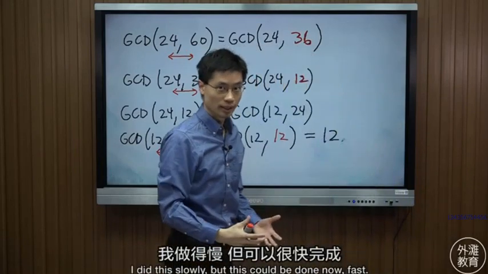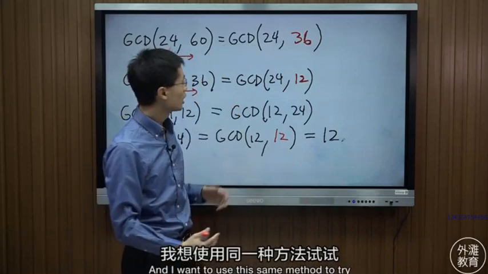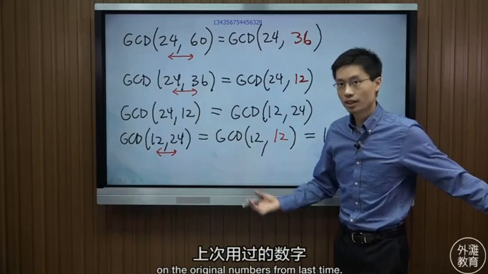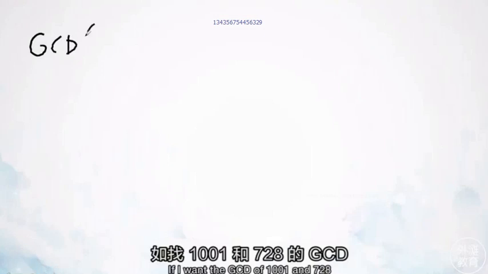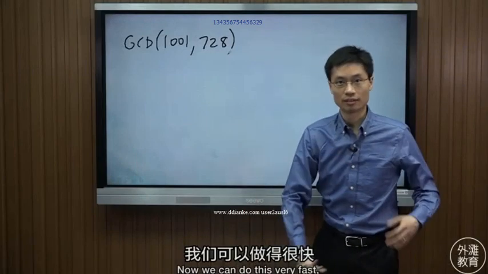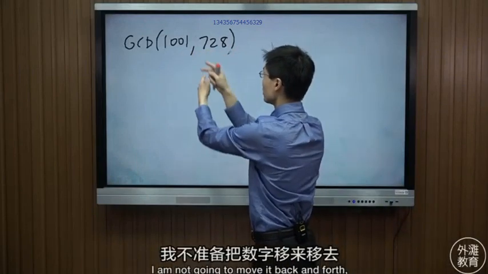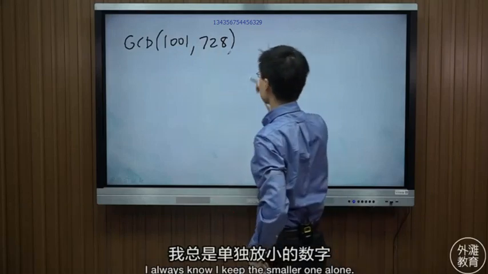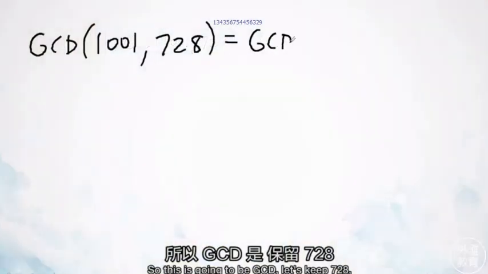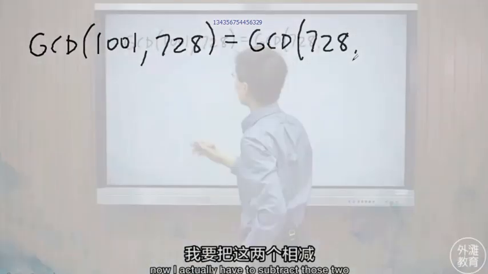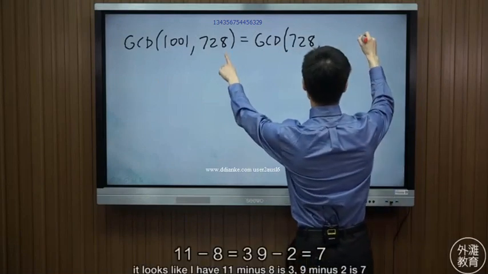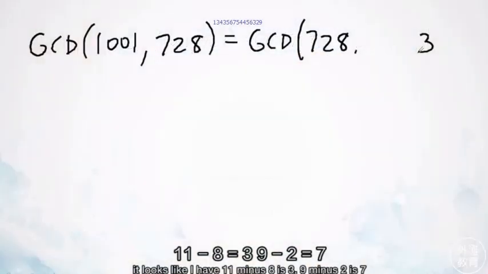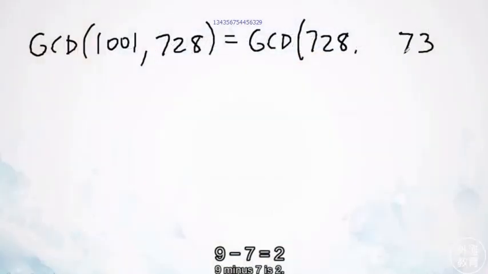I did this very slowly, but this can be done now fast, and I want to use this same method to try on the original numbers from last time. If I want the GCD of 1001 and 728, now we can do this very fast. I'm not even going to move them back and forth. I always know I keep the smaller one alone. So this is going to be GCD. Let's keep 728 here. Now I actually need to subtract those two. And if I subtract those two, it looks like I have 11 minus 8 is 3, 9 minus 2 is 7, 9 minus 7 is 2.